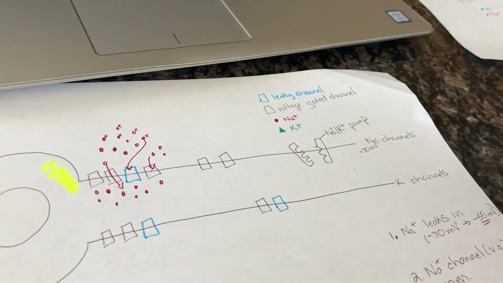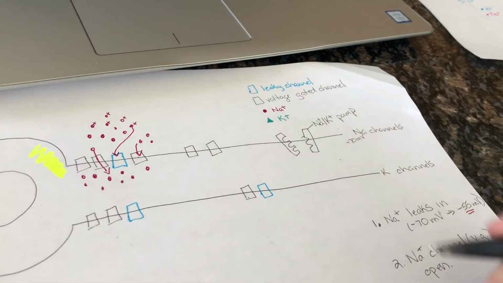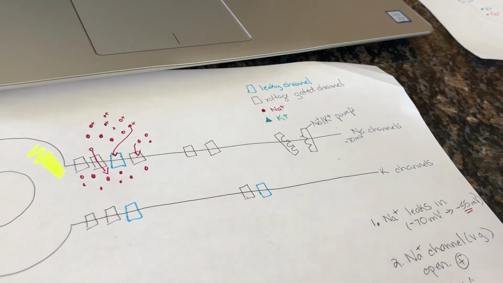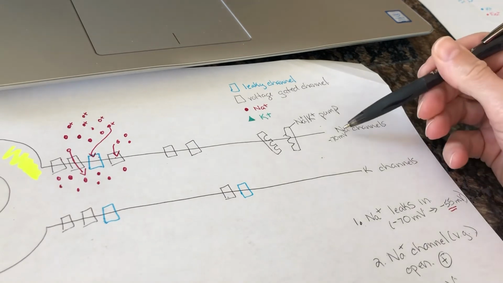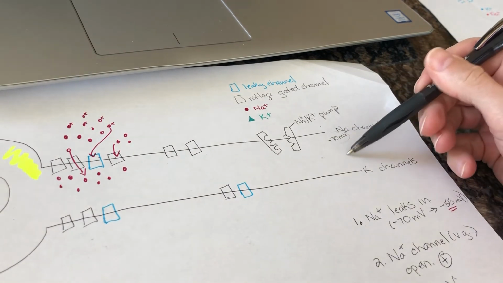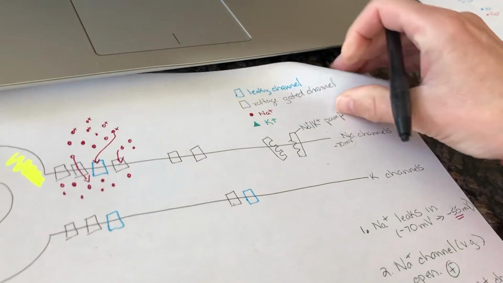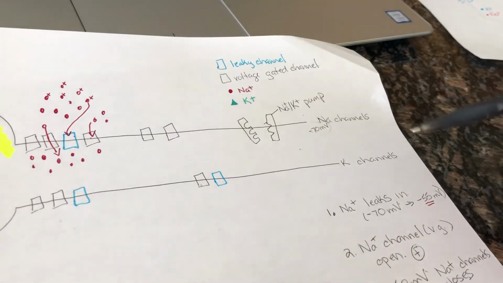Sodium is flooding in. At this point we're getting very positive, and we're going to reach about a positive 50 millivolt charge. So in other words, we've gone from negative 70 to positive 50 or so. At that point, the sodium channels close. They're saying the message is going forward, it's been sent, and we're going to close.